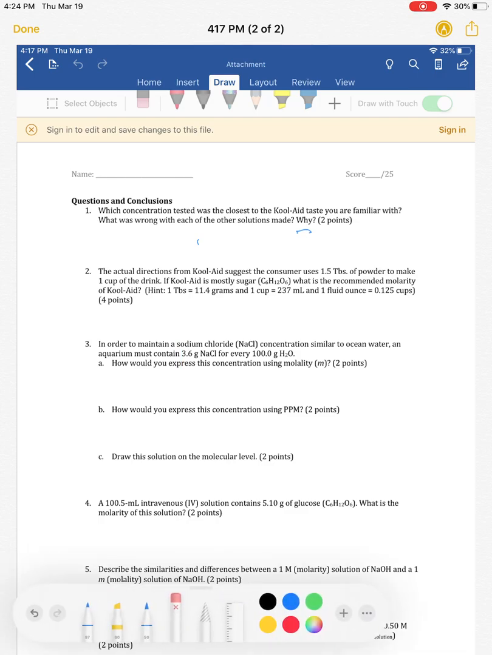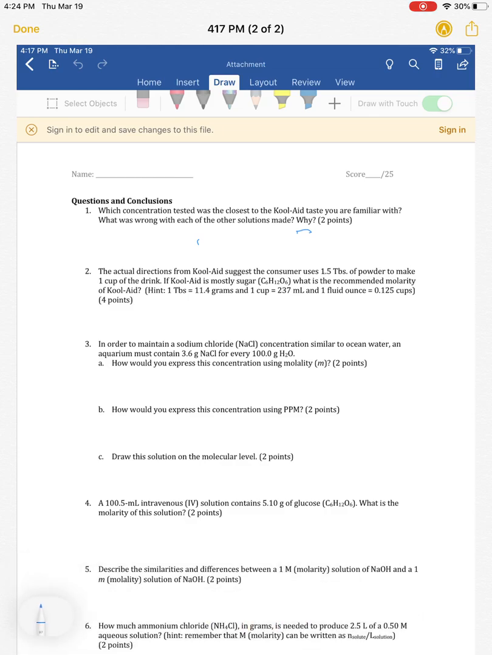For number two, it's asking you, well, what is the actual concentration of Kool-Aid? All right. So they give you 1.5 tablespoons of powder and 1 cup of drink. So the powder right here is what we call your solute. That's the thing I'm dissolving. And the 1 cup of solution is over here. Solute needs to be in moles when we're doing molarity. And the solution, that needs to be in liters.